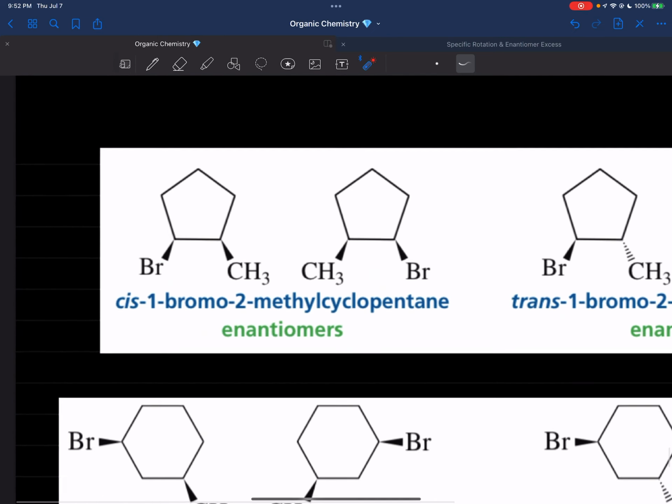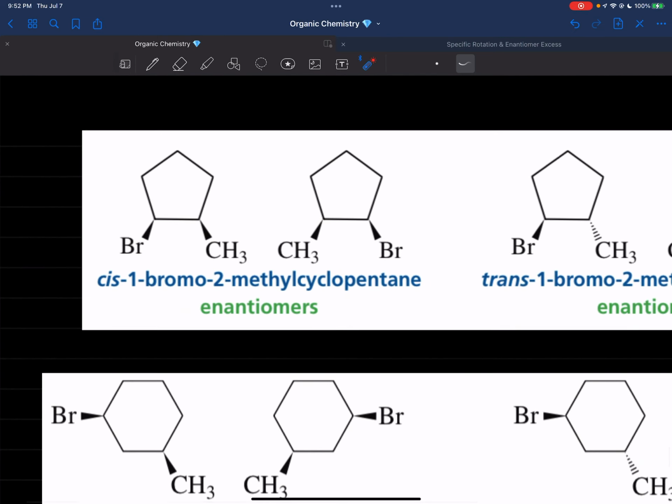Now, when you look at something like this, you could say, well, hey, I can draw a line of symmetry right here. That should tell you that this is achiral, right? But no, that's not necessarily the case. You could do that if this was just a cyclopentane, but it's not. It has these 2 different things.